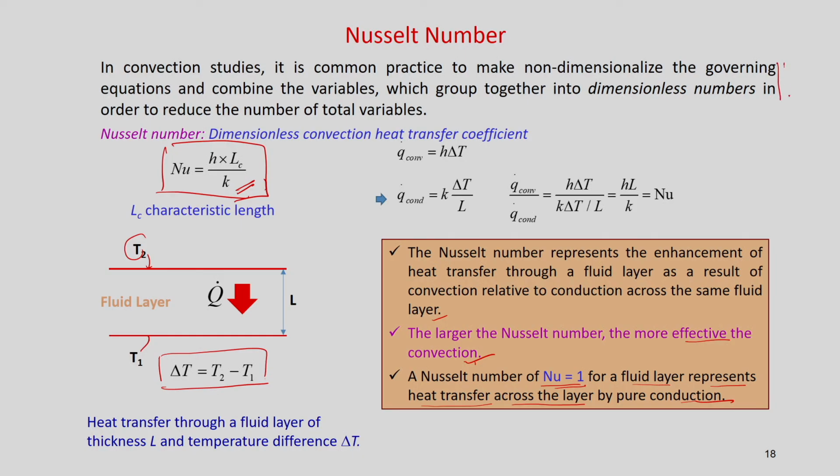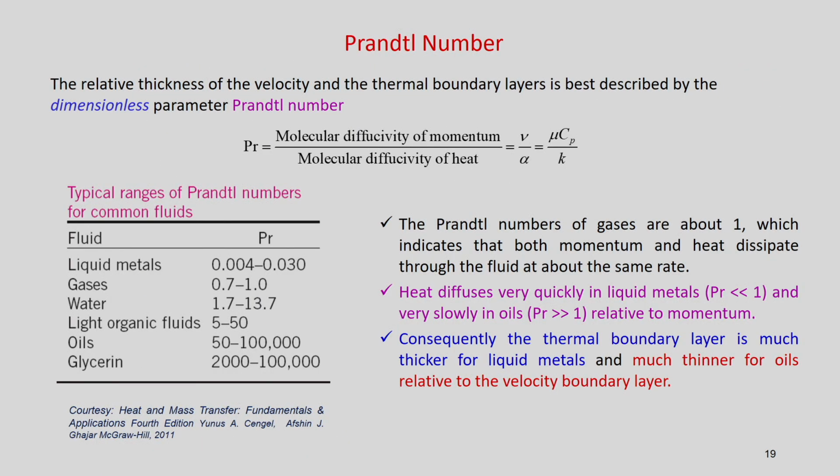Normally this is done when no numerical investigations of any complex flows are carried out. One more important parameter is the Prandtl number. The relative thickness of the velocity and thermal boundary layer is best described by the dimensionless parameter called the Prandtl number. This Prandtl number is defined as the ratio of molecular diffusivity of momentum to the molecular diffusivity of heat. This is nu by alpha.